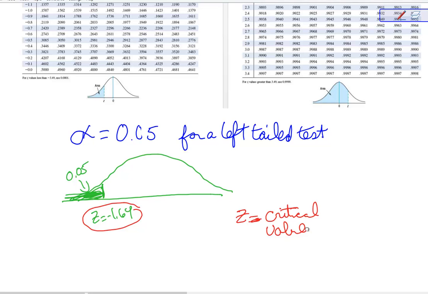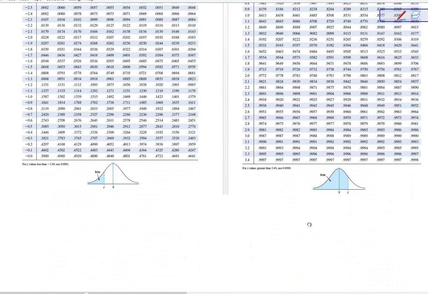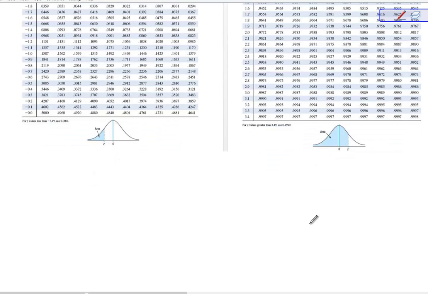Let's try another one. Let's say that we have an alpha equal to 0.10 for a right-tailed test.